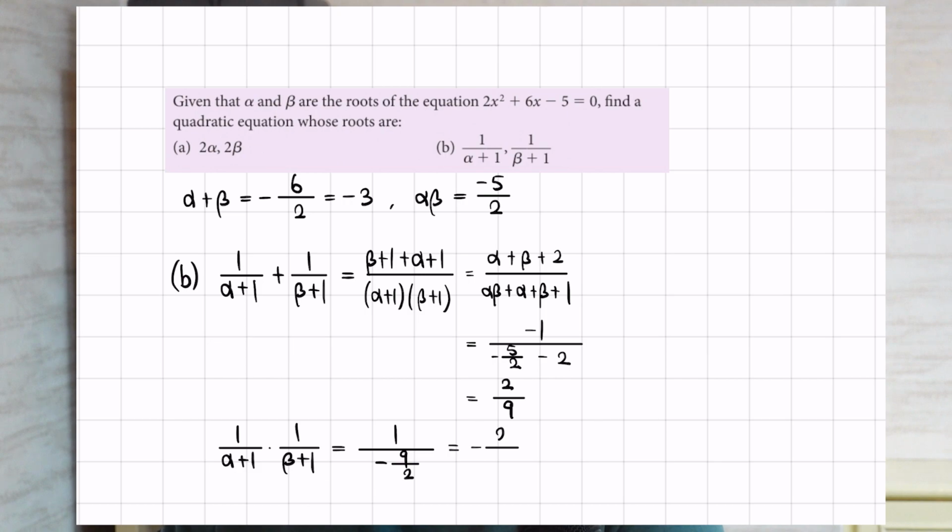So negative 2 over 9 is the product of the roots of this new quadratic equation. Now that we've got the sum and the product of the roots of the new quadratic equation, we can then assemble the numbers to get the quadratic equation itself.